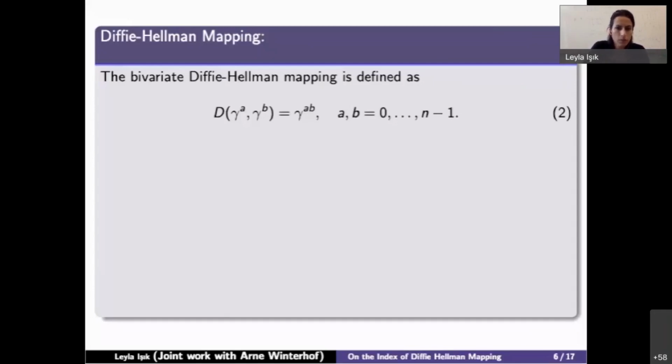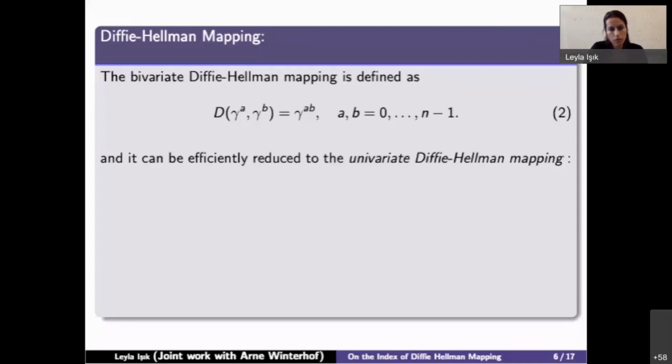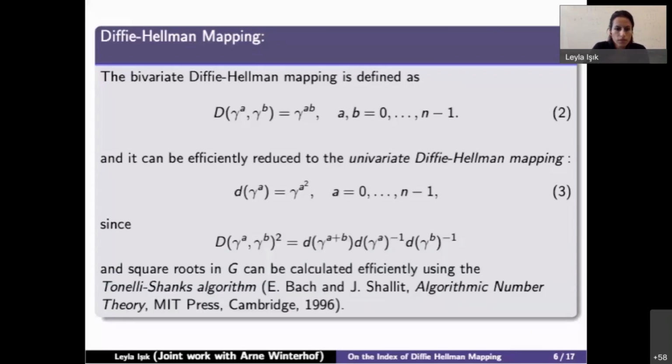We call this the bivariate Diffie-Hellman mapping, which is defined in this way. It can be efficiently reduced to the univariate Diffie-Hellman mapping, which we also define in this way. For the univariate Diffie-Hellman mapping I use small d, and capital D is used for the bivariate. The bivariate can be reduced to the univariate with a short calculation: if you take the square of the bivariate Diffie-Hellman mapping, the right-hand side is obtained by the univariate Diffie-Hellman mapping. The square roots in group G can be calculated using the Tonelli-Shanks algorithm. If somebody is interested, they can find it in the Bach and Shallit paper from 1996.